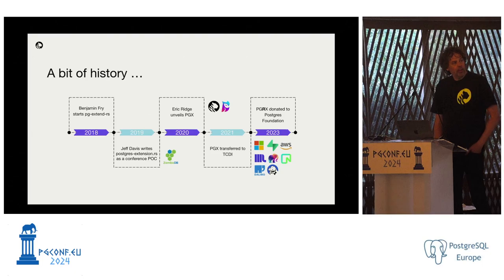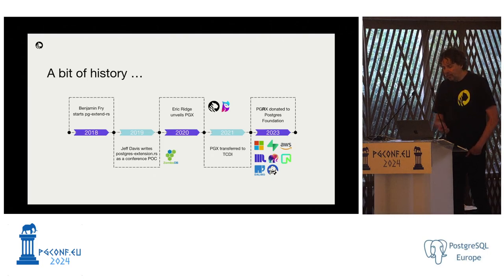In 2021, other companies started using PGX, as it was at the time. So Timescale, my employer, started writing stuff called the Timescale Toolkit, which are functions, hyperfunctions, which are in Rust. PostgreSQL, I think, ported from Python to PGX. And the ownership was transferred from Eric himself to TCDI, which is a company that was employing him, and actually a whole bunch of Postgres developers at the time to work on PGX. And then in 2023, TCDI donated PGX, the name changed to PGRX, and it became part of the Postgres Foundation.